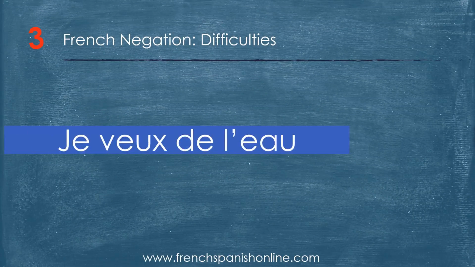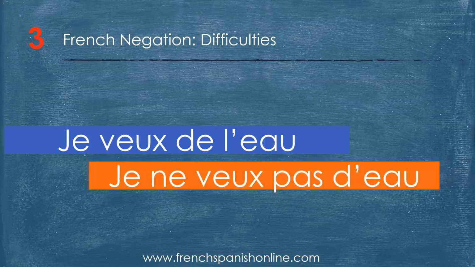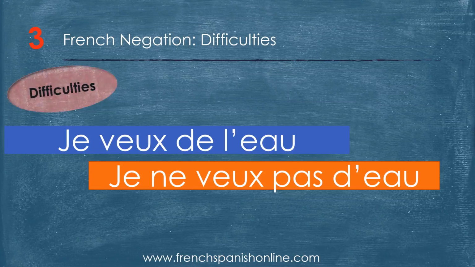Another example, je veux de l'eau. So here we've got the definite article, l'. Je veux de l'eau. I want some water. So if you want to say that you don't want water in French, you will say je ne veux pas d'eau. And here the definite article disappears. Je ne veux pas d'eau. Okay? Another example.